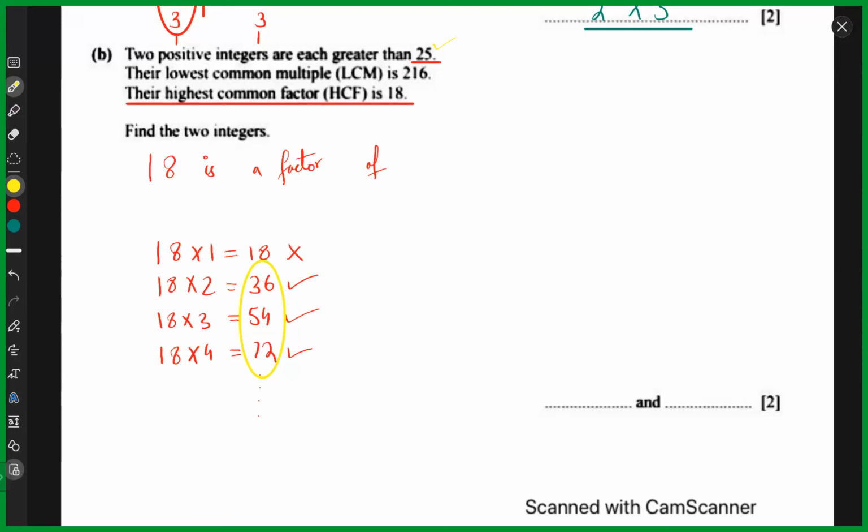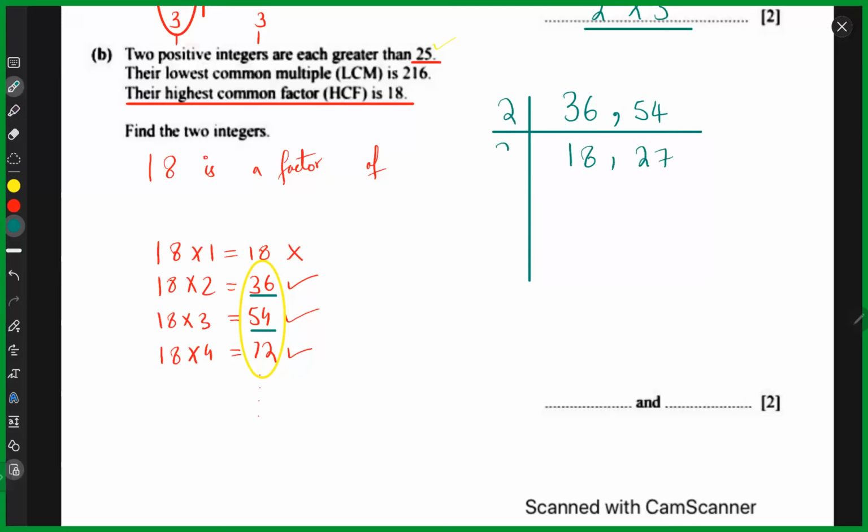So let's say we start off by using 36 and 54. Let's try and see if their LCM is 216 or not. It's 36 and 54. The smallest number is 2. It's 18, and then 54 divided by 2 would give you 27. Then the number is 3. It would be 6 and 9. Again, the number is 3. It would be 2 and 3. And then the number is 2. It's 1 and 3. Then the number is 3. So it's 1 and 1.